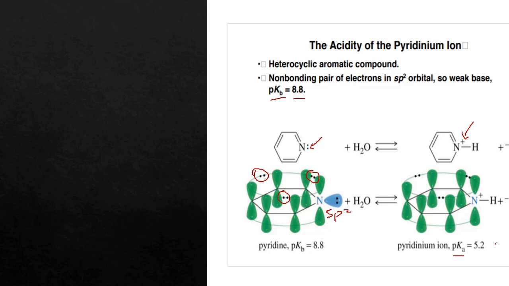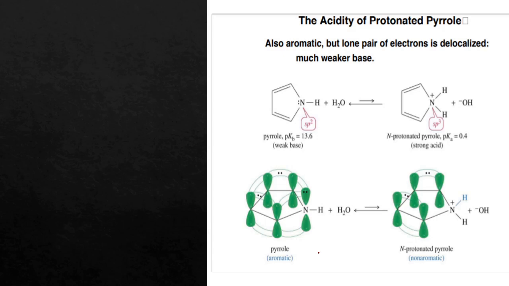And also pyridine has a pKb value of 8.8, which means that it is a lesser base. Now let us try to compare the acidity of a protonated pyrrole.